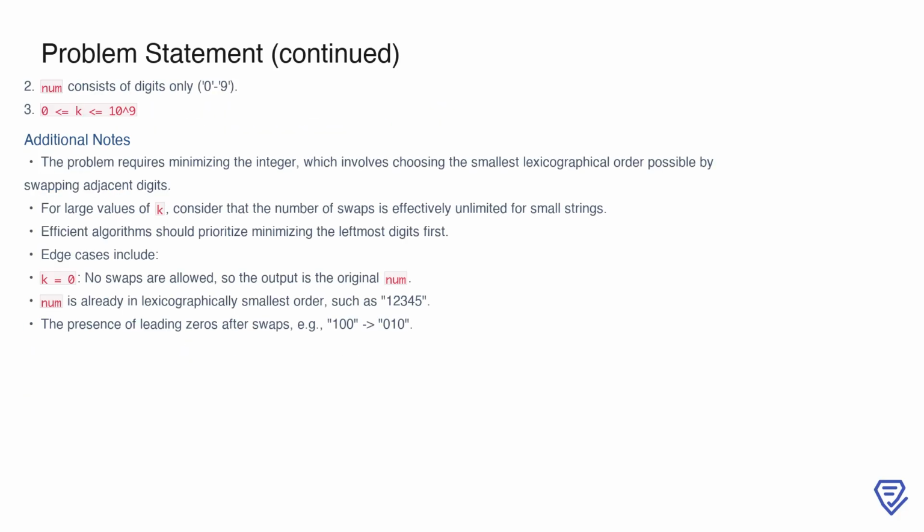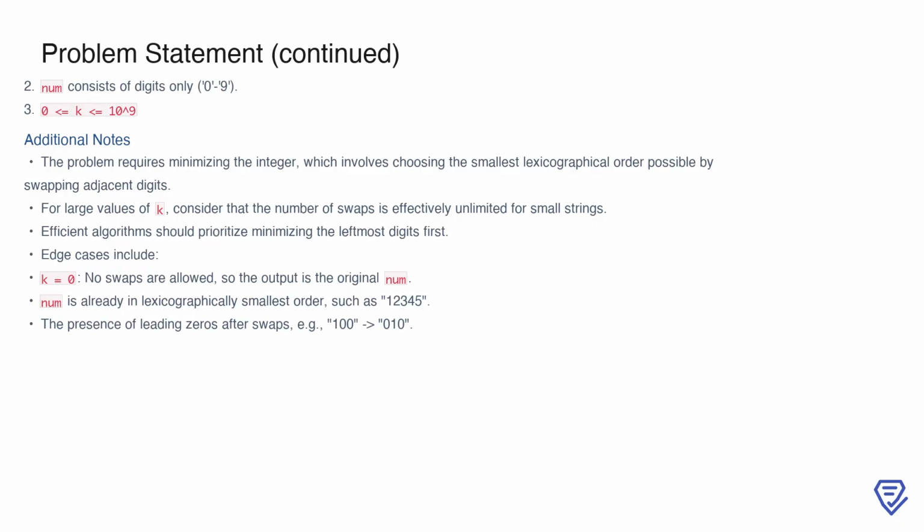The constraints of the problem clarify that the length of number is between 1 and 40, and number consists only of digits from 0 to 9. The value of k can range from 0 to 10 to the power of 9, which means you must account for cases where swaps are effectively unlimited for shorter strings. The goal is always to minimize the integer by arranging digits in the smallest lexicographical order.